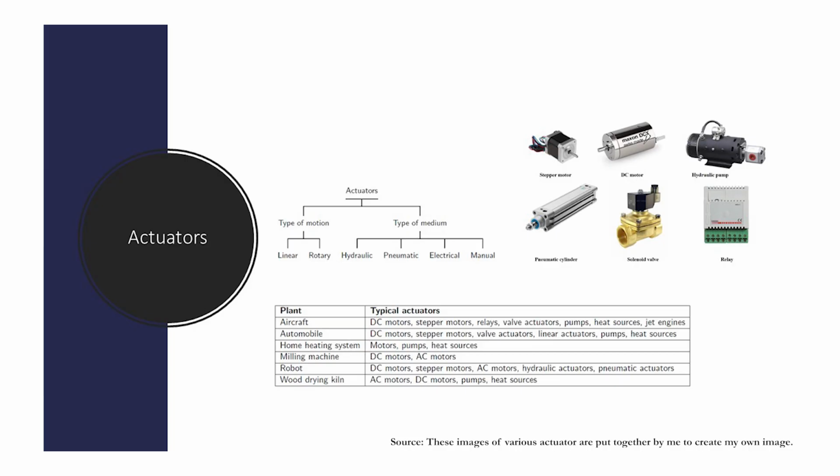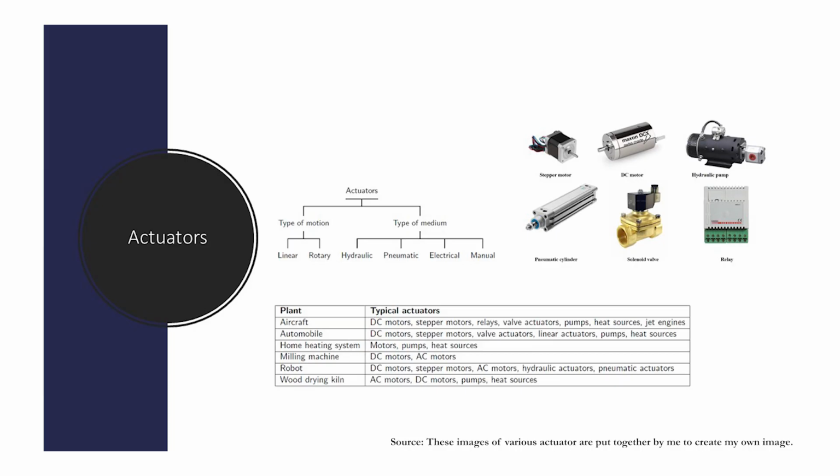Again, if we look at what are the different types of actuators in different industries. For aircrafts, you may have DC motors, stepper motors, relays, valve actuators, pumps, heat sources, and jet engines. In automobiles, you may have again DC motors, stepper motors, valve actuators, linear actuators, pumps, and heat sources. Home heating systems, you will need some motors, some pumps, and heat sources. In a milling machine, there are usually motors which may be DC or AC. In a robot, you will have again different types of motors, some hydraulic actuators, some pneumatic actuators. In wood drying kilns, you will have some motors, pumps, and heat sources.